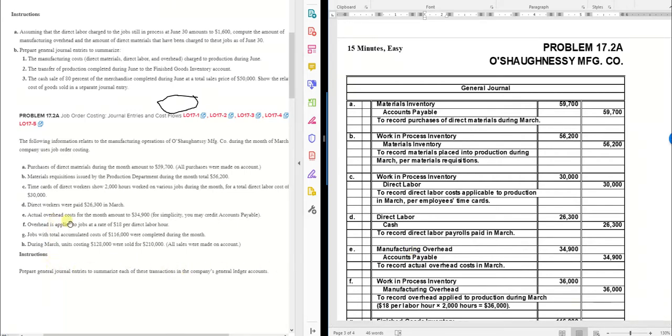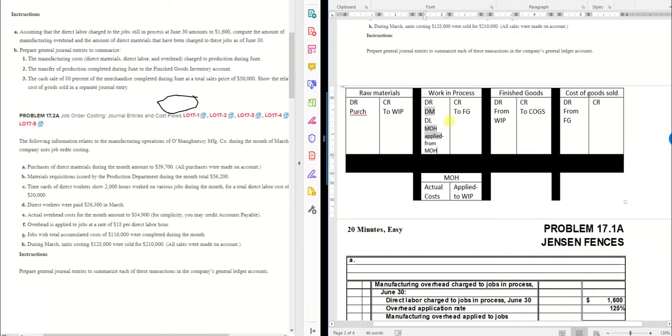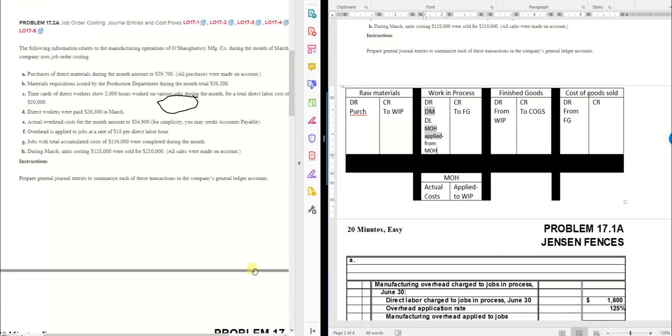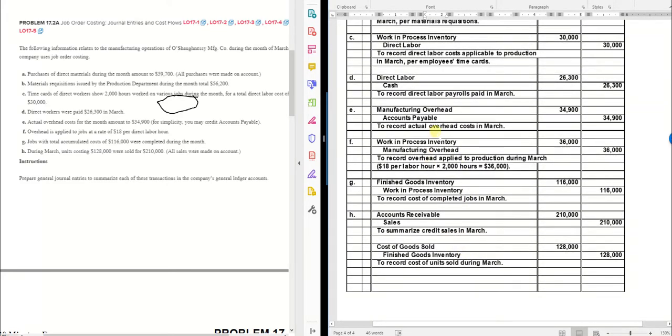Okay, overhead is applied to jobs. Go again up here. When I apply it, I debit WIP, credit manufacturing overhead. So I debit work in process, credit manufacturing overhead, at a rate of $18 per direct labor hour. So I take 18 and I'm looking for the direct labor hours, and it says 2,000 hours worked on various jobs. So 18 times 2,000 is 36,000.